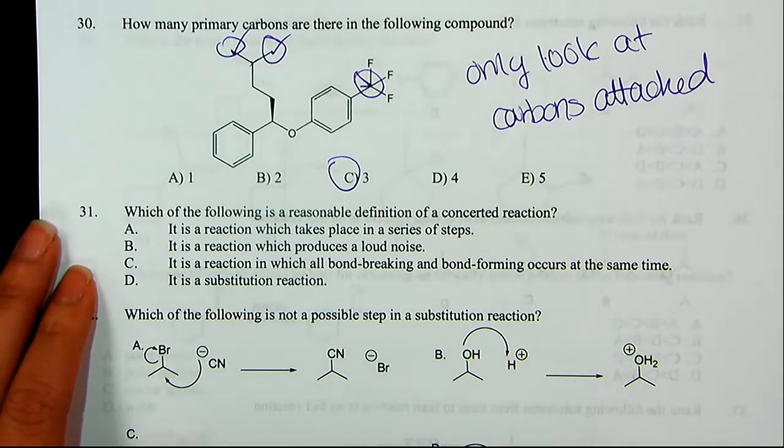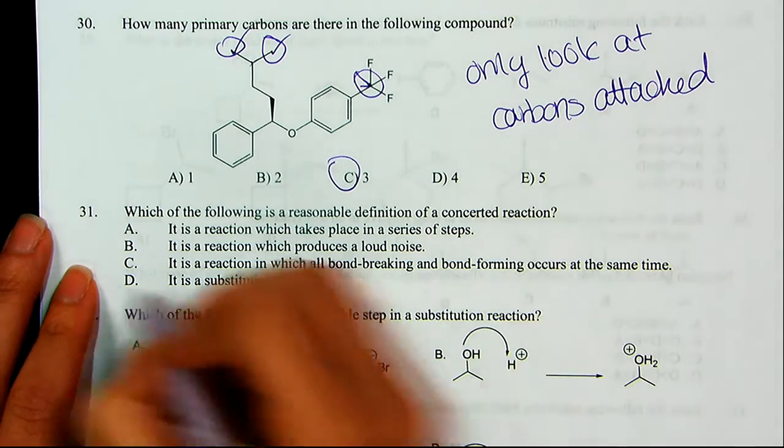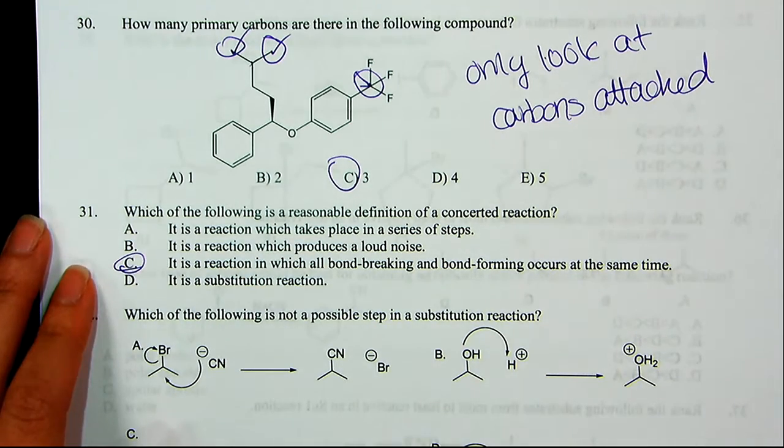Number 31, which of the following is a reasonable definition of a concerted reaction? If it's a concerted reaction, it's going to happen all at once. So that would be C, which is going to be an SN2 reaction, right?